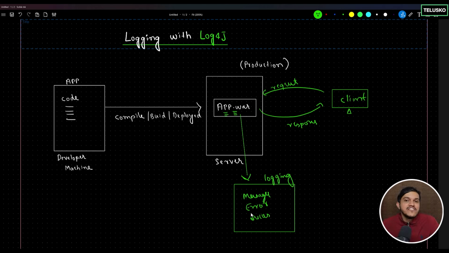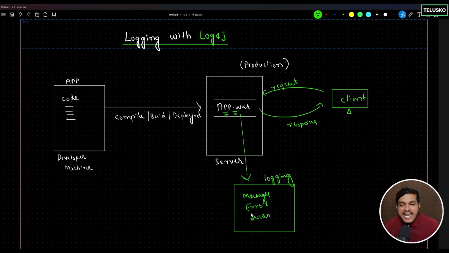You cannot have the information in your console in that case. Of course, it is not in your local IDE. It is now on the server, which means it is in production. At that time, if you want to maintain every good and bad thing, that is where the concept of logging comes into the picture, which you can implement using one of the important tools, which is Log4J.